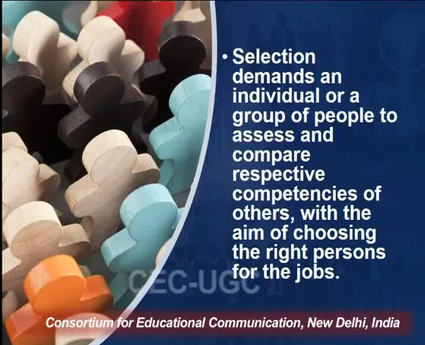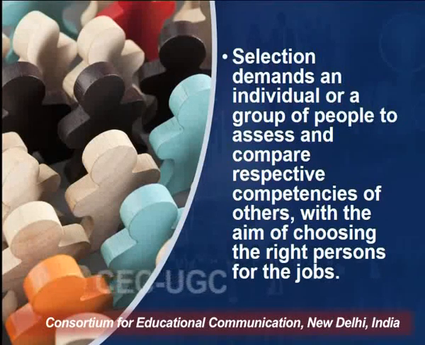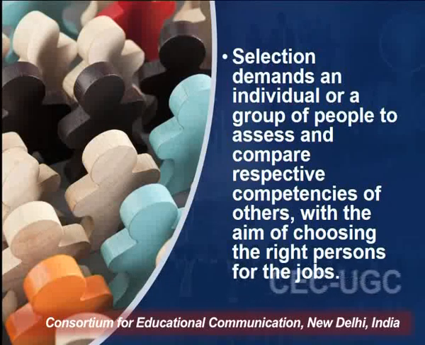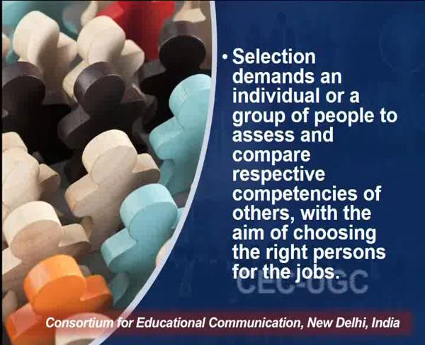Selection demands an individual or a group of people to assess and compare respective competencies of others with the aim of choosing the right persons for the job. So the core idea behind selection is that the right person for the job must be found out of the pool of candidates. And when you are bringing in your own perception that this particular person will not be able to do this job, or this particular person will be able to do a particular job, that perception can lead to choosing the wrong candidate.